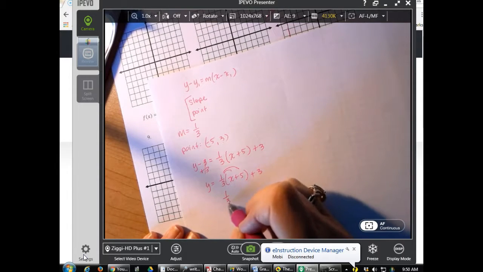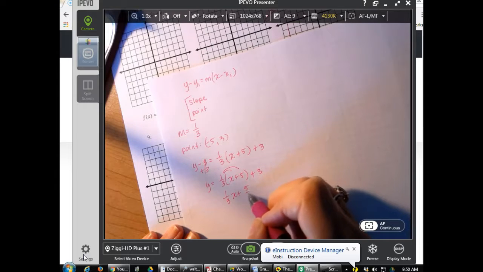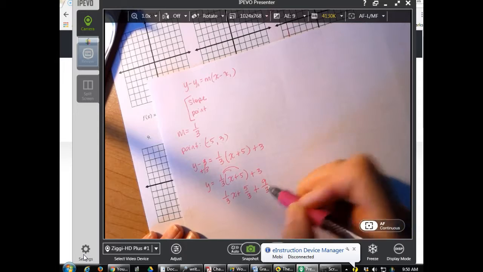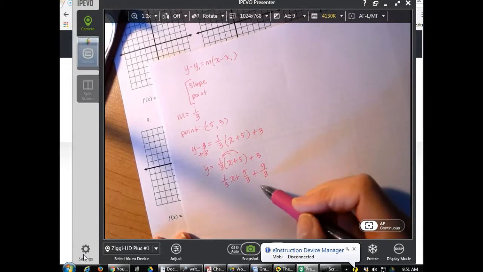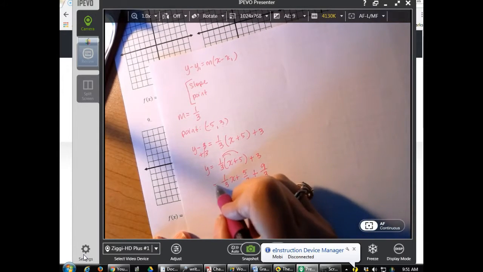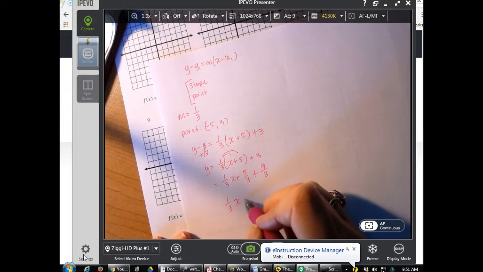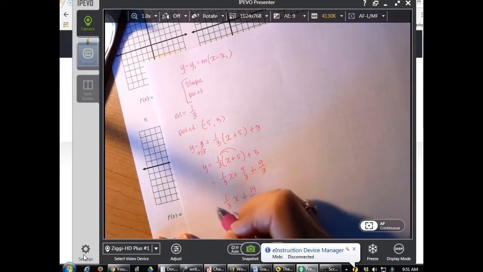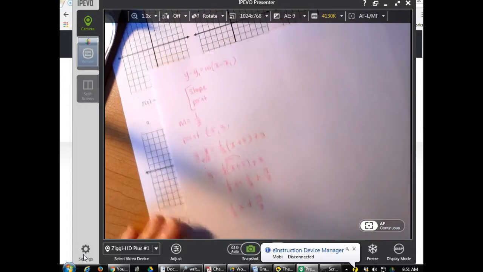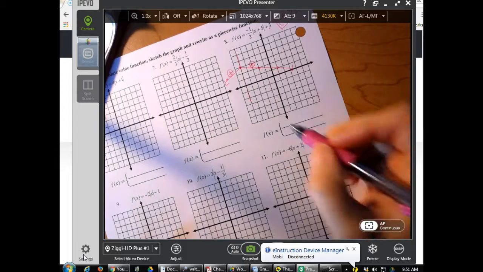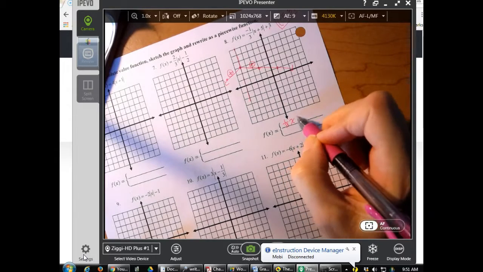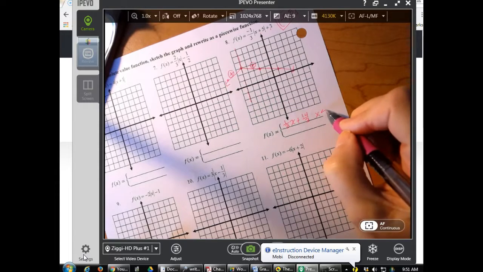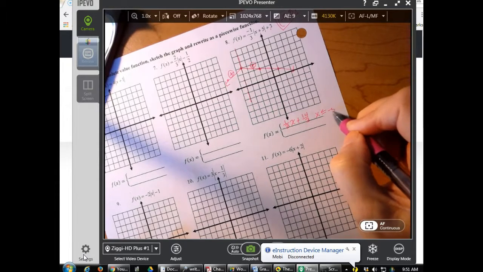Okay, we're doing a little bit more with it where I distribute. So I get 1/3 x plus 5/3 plus 3. But I'm not going to write 3, I'm going to write 9/3 so I have a common denominator. So my equation is going to be 1/3 x plus 14/3. So that is one of my two lines that I need. So let me go ahead and write this information in: 1/3 x plus 14/3, and that is where x is less than or equal to negative 5.